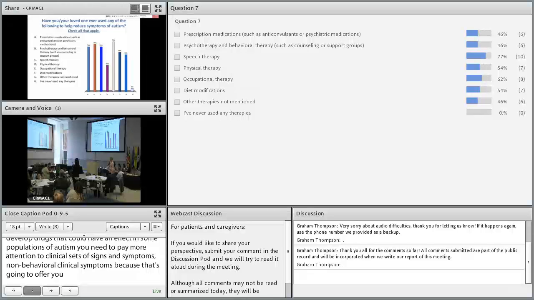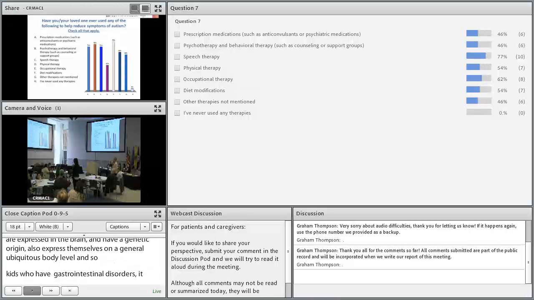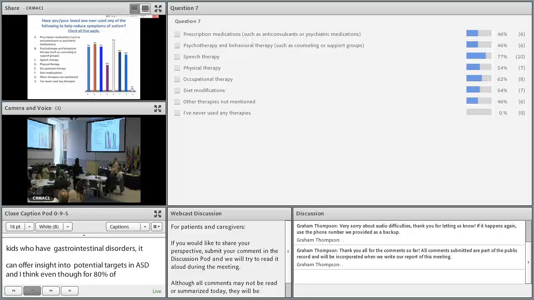And so things that are expressed in the brain and that have a genetic origin also express themselves ubiquitously on a general body level. And so kids who have gastrointestinal disorders, gastroenterology can offer insight into potential targets in ASD. And I think that even though for 80% of autism we don't have the gene, they're idiopathic, these sets of clinical signs and symptoms can offer a lot of insight into a personalized approach to developing therapies.